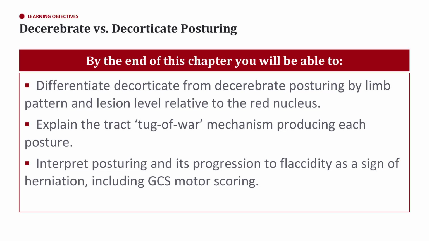This chapter has 3 objectives. Differentiate decorticate from decerebrate posturing by both the limb pattern and the lesion level relative to the red nucleus. Explain the tract tug-of-war that produces each posture, and interpret posturing and its progression toward flaccidity as a sign of herniation, including where it falls on the Glasgow Coma Scale.